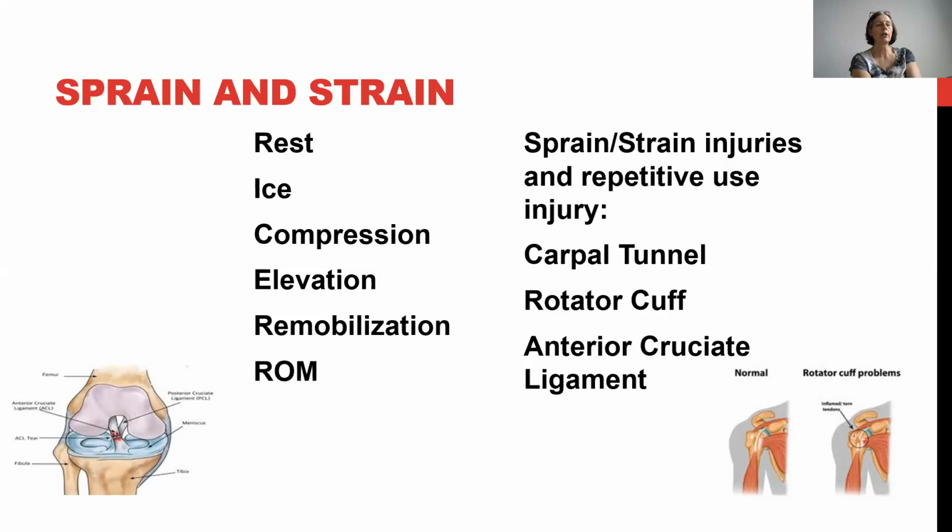An anterior cruciate ligament, ligaments connect bone to bone. So this is an anterior ligament in your knee that connects the bones of your leg together. And that ligament can get torn. Carpal tunnel, however, is a repetitive use injury. It actually happens because of a narrowed tunnel that the nerve is traveling through, the radial opening from your arm into your hand.